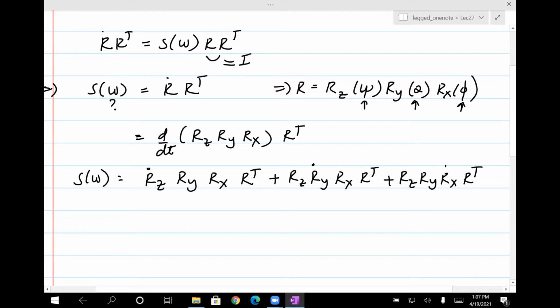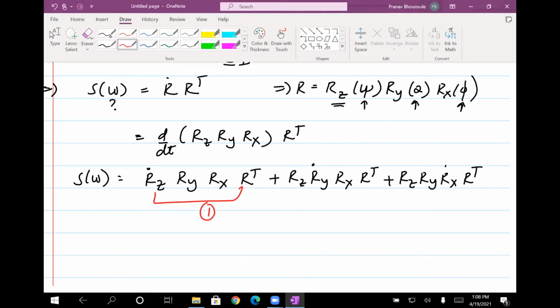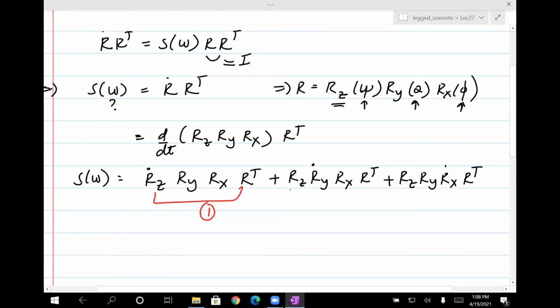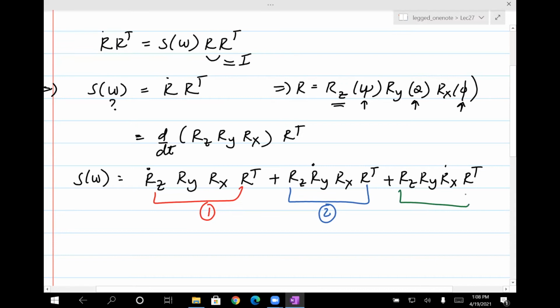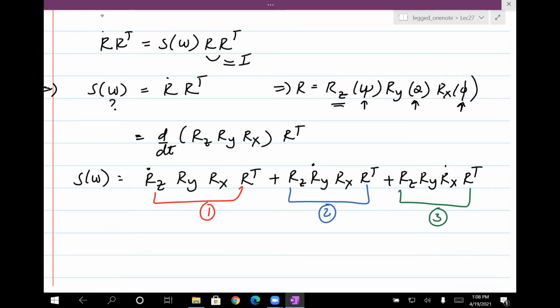Now I need to basically simplify these things. In fact, I need to put in RZ, the formula for RZ is here, and then take the derivative with respect to time and simplify. That's what I'm going to do. So let's call this 1, let's call this 2, and let's call this 3. And so I'm going to simplify these individually. So let's start with 1.